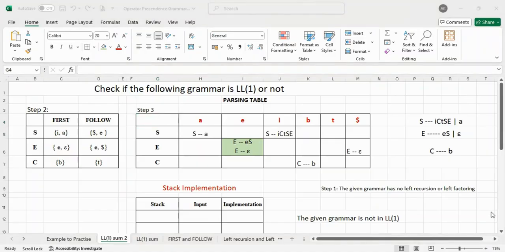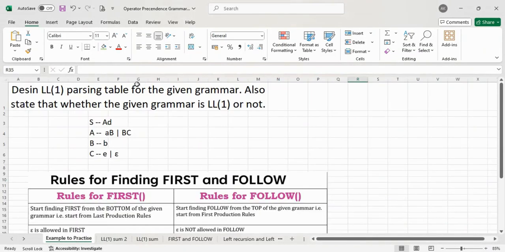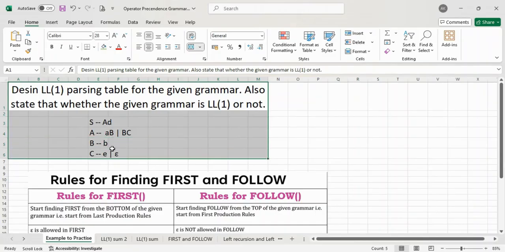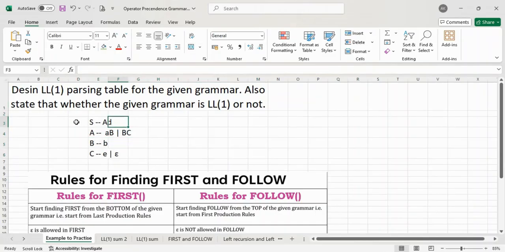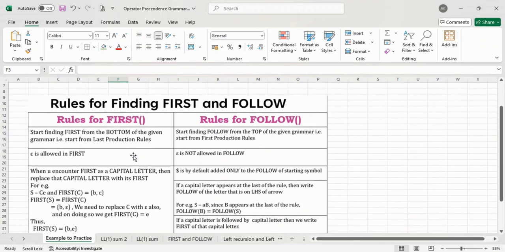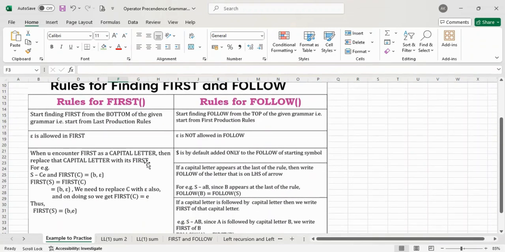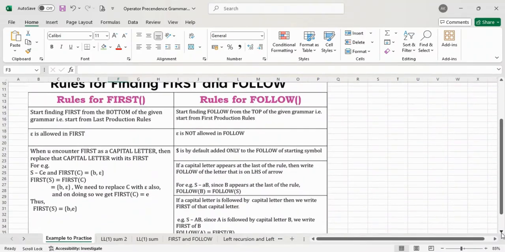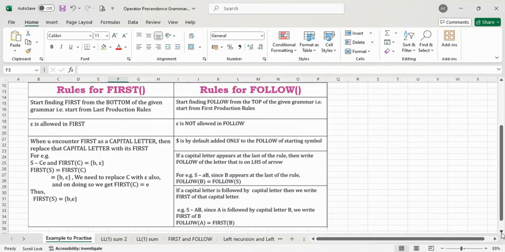For you all to practice, I have written this example. I want you all to check whether the given grammar is LL1 or not, and also because every time it is difficult for you to go through the videos, I have noted down the rules for calculating first and follow. You can pause the video. I will keep the video available for 30 seconds. Make a note of these rules, and whenever you are trying to solve the numerical, you can go through the rules and then solve. Obviously, with practice, things will become easier.